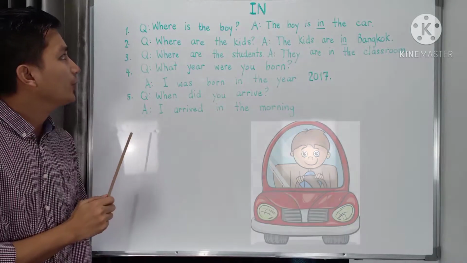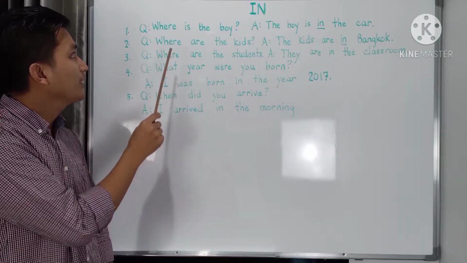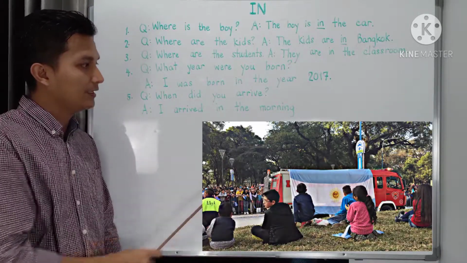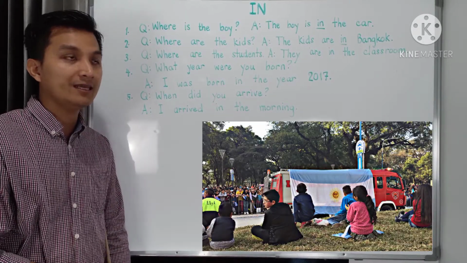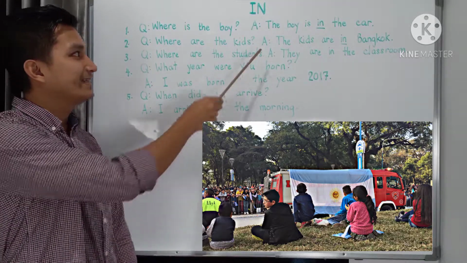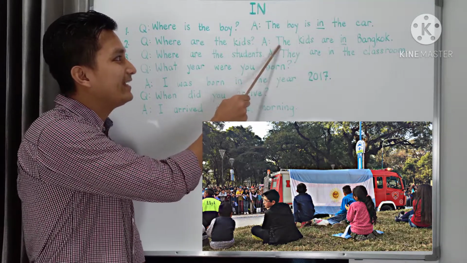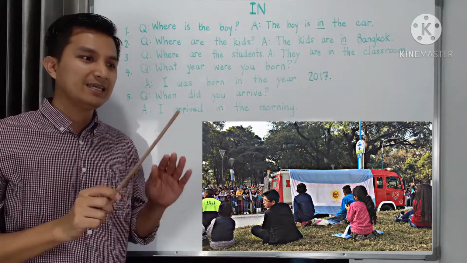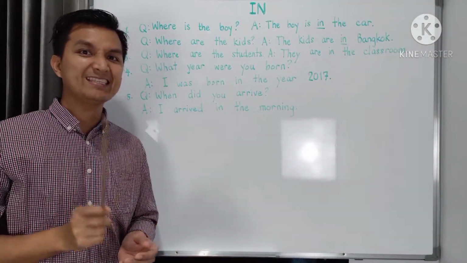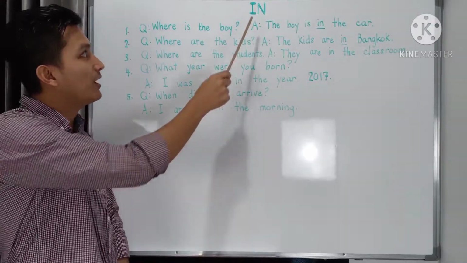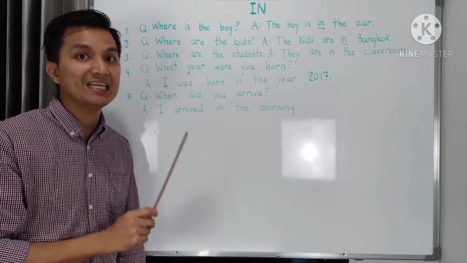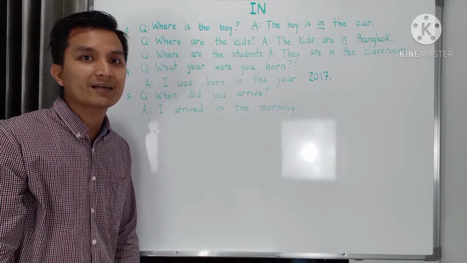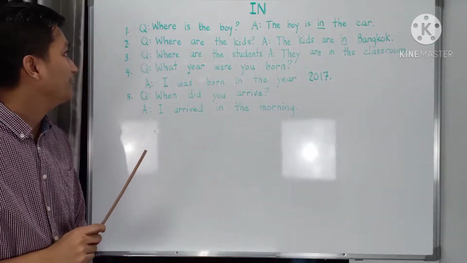Number 2, we will be answering the question, where are the kids? So the picture is right here. Where are the kids? There. The kids are in Bangkok. Bangkok is a big place. It's a city. So that's why we use the preposition in because of the word Bangkok. You are correct. Very good.